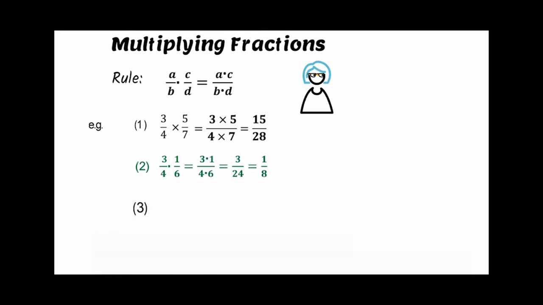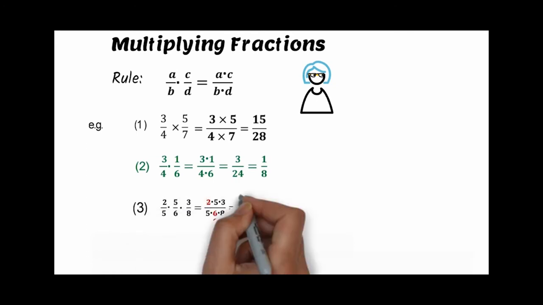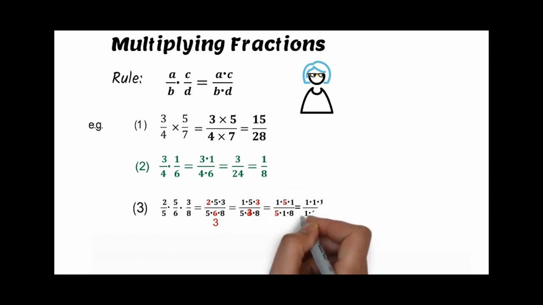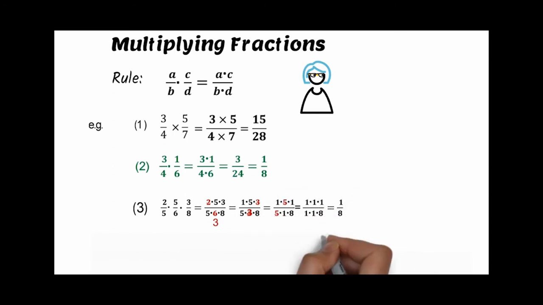Now let's look at another example. 2 over 5 multiplied by 5 over 6 multiplied by 3 over 8. So this time we have three fractions multiplied together. We can still use the rule and extend it where the numerator becomes the product of all three. That is 2 multiplied by 5 multiplied by 3. And similarly for the denominator, that equals 5 multiplied by 6 multiplied by 8.